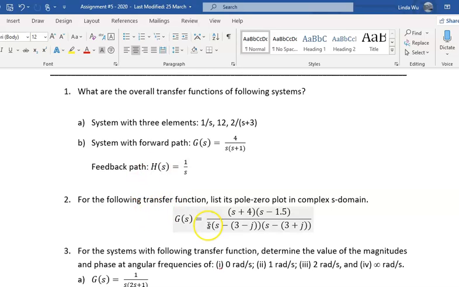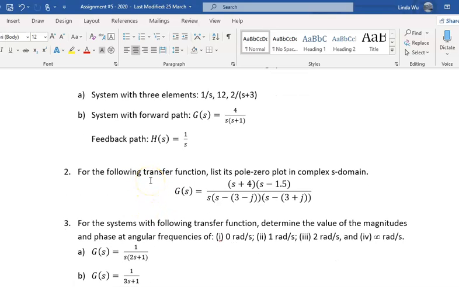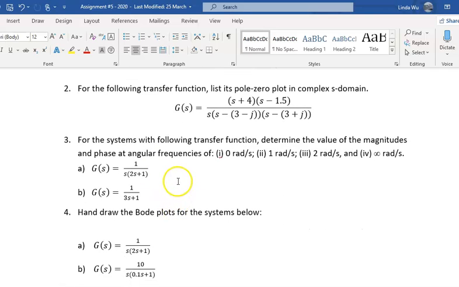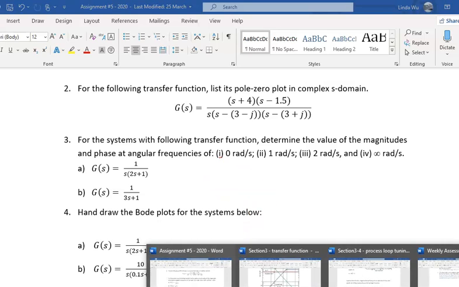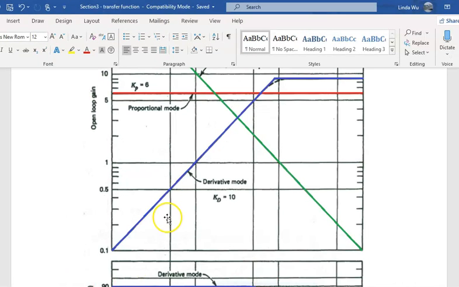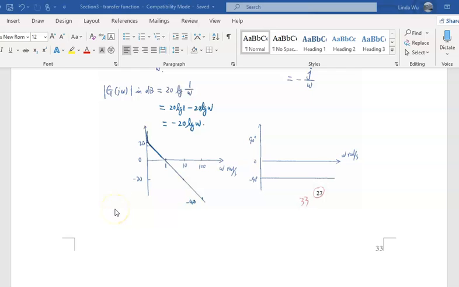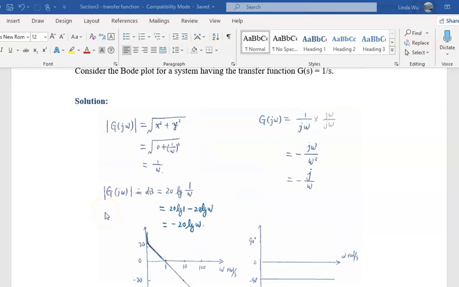And question 2 is just a zero-pole plot. We did this one in the week 1 quiz. And the third question we did in quiz 2. So basically you change s into j omega, and then once we have the gain, I think there's a couple of problems with this question. So we go back to notes 3 on page 33.